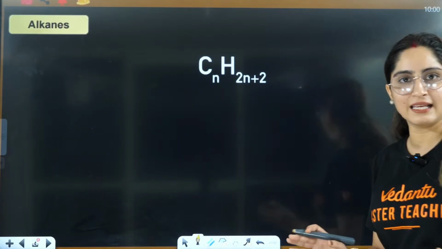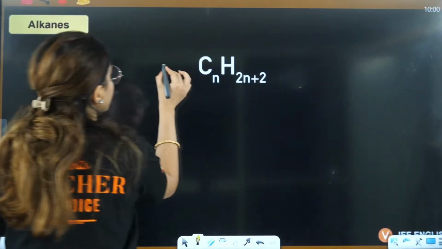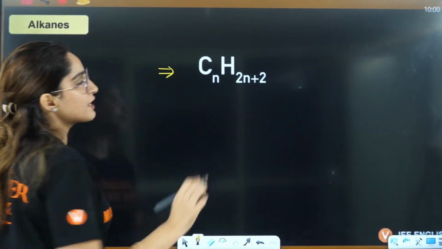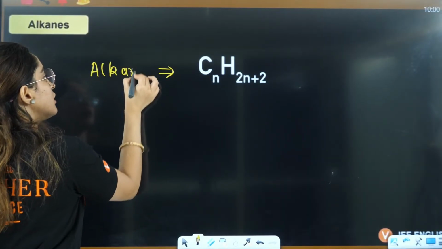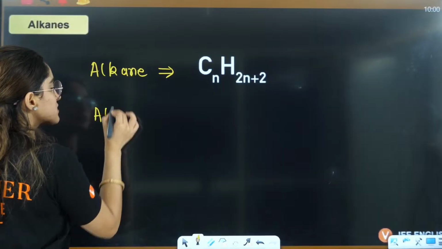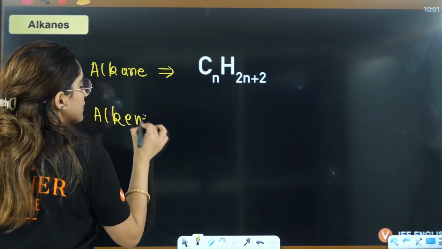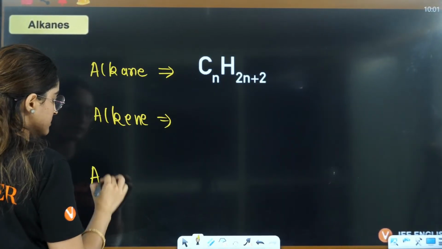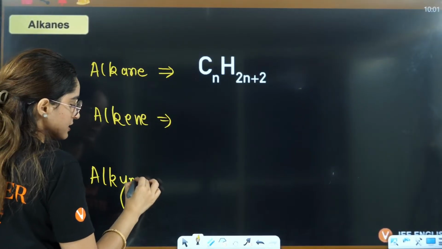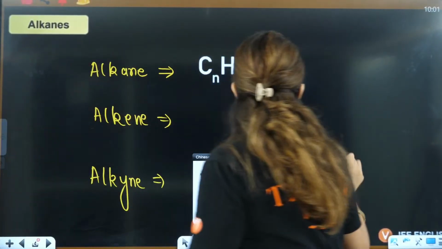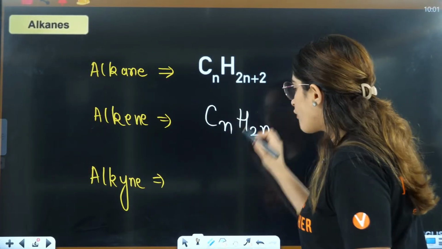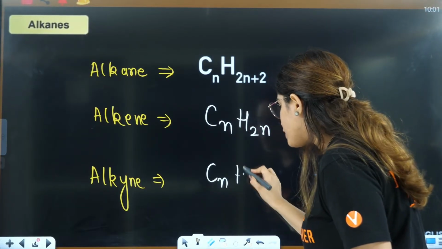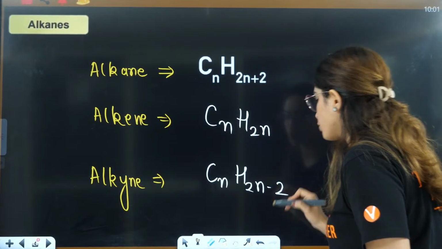The topic is alkane. What is the general formula of alkane? That is CnH2n+2. That is for alkane. Now, this you have studied in lower classes as well, right? The general formula of alkene is CnH2n. Of alkyne is CnH2n-2, right?